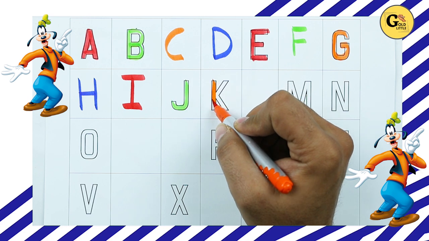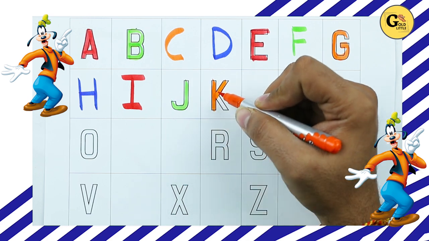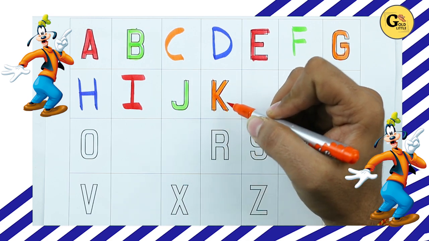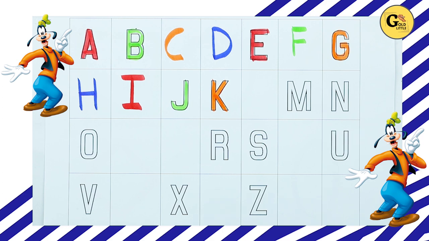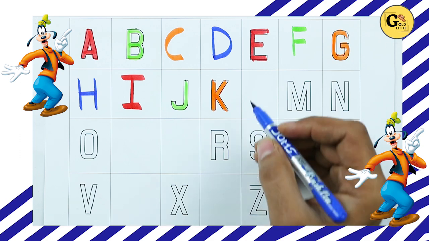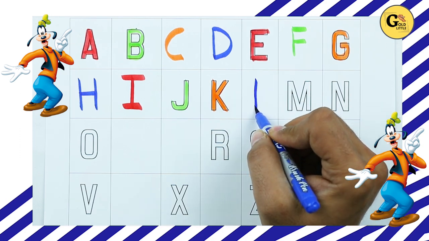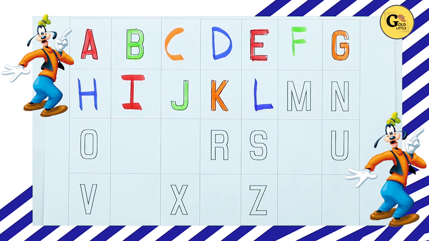K. K for kite with orange color. K for kite. What next? Tell me. L. Very good. L for lion.